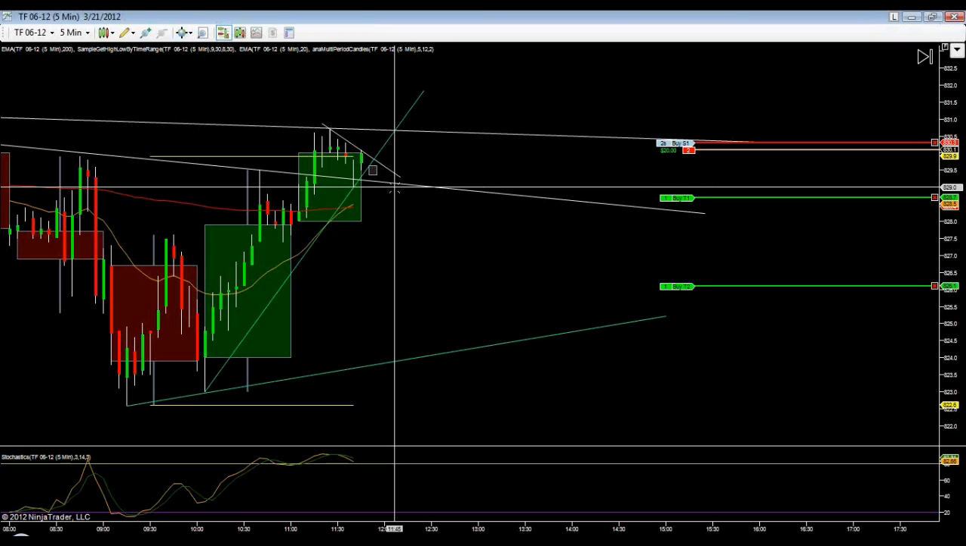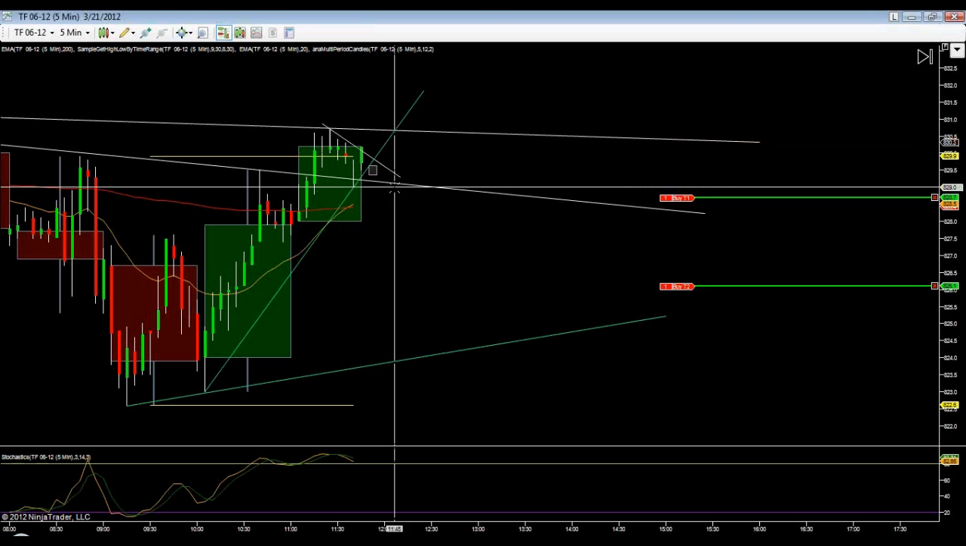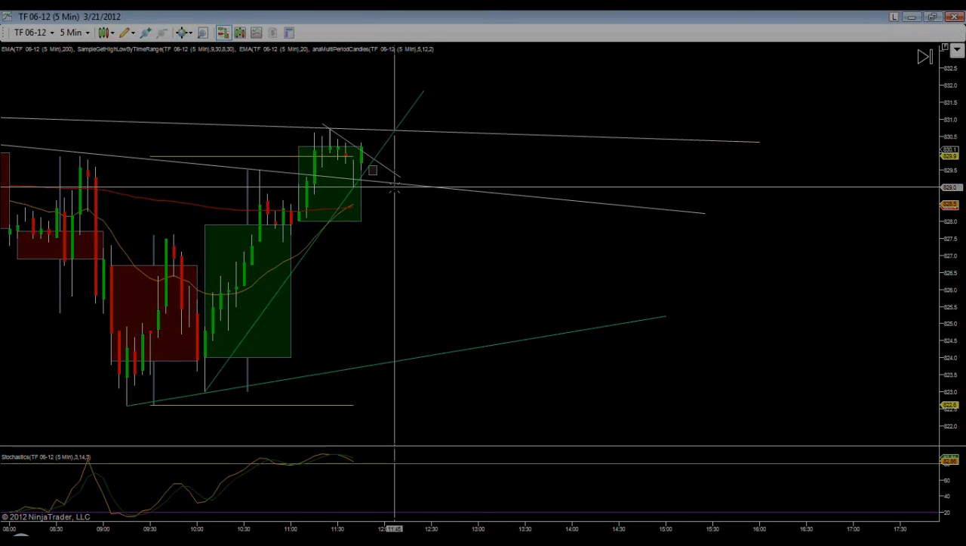This is a 5-minute chart, by the way. I tend to go from a 5-minute to a 1-minute, very rarely much higher than that, unless I'm looking for major trend lines that should come into play. Maybe we just got stopped out there.